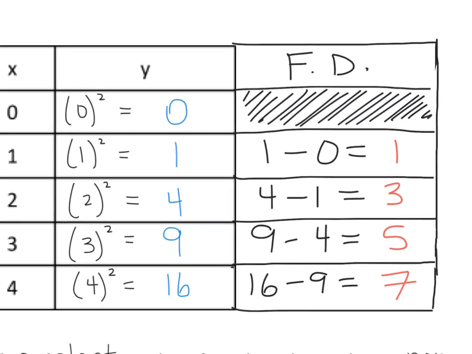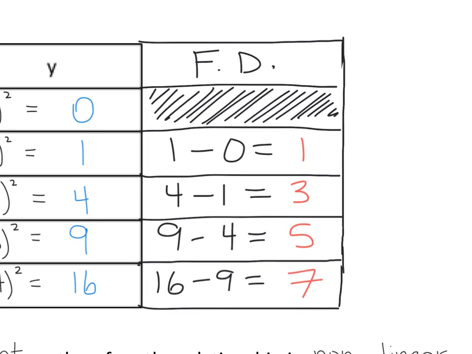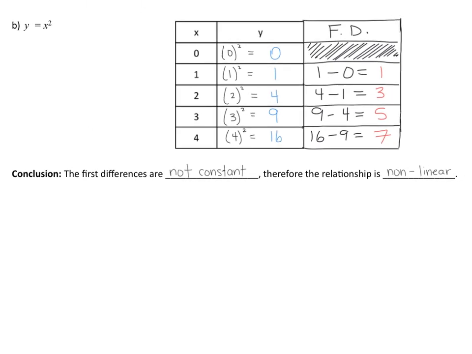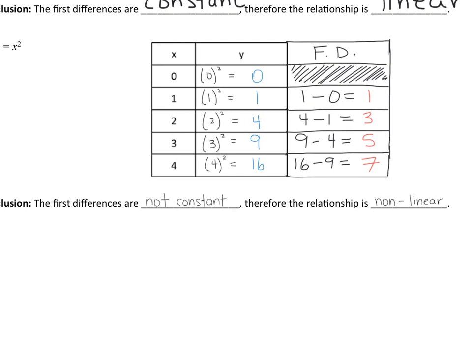And then I went ahead and made a third column for my first differences. I filled in all of the subtraction values from the bottom, working my way up, and then I subtracted and got the values for my first differences. So I ended up with values of 1, 3, 5, and 7, which very clearly are not constant. They are different values every time we did the subtraction. And so therefore we can conclude that because the first differences are not constant, this has to then therefore be a non-linear relationship.